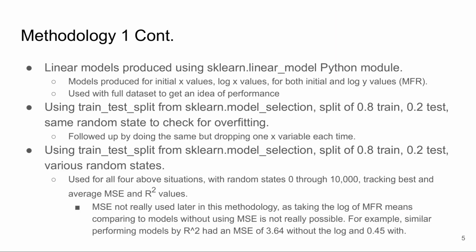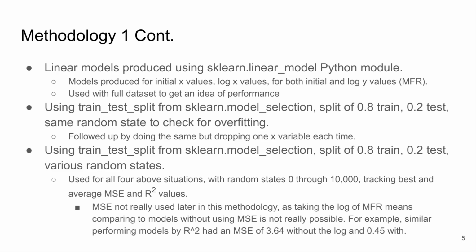So continuing on, linear models were used with the sklearn linear model Python module. And so 4 different models were made with the initial X values and the initial Y values, that pair, the initial X values and the log of the Y values, the log of the X values and the initial Y values, and the log of those X values and the log of the Y values. So those 4 pairings. And first were used with the entire data set to get an idea of the performance.